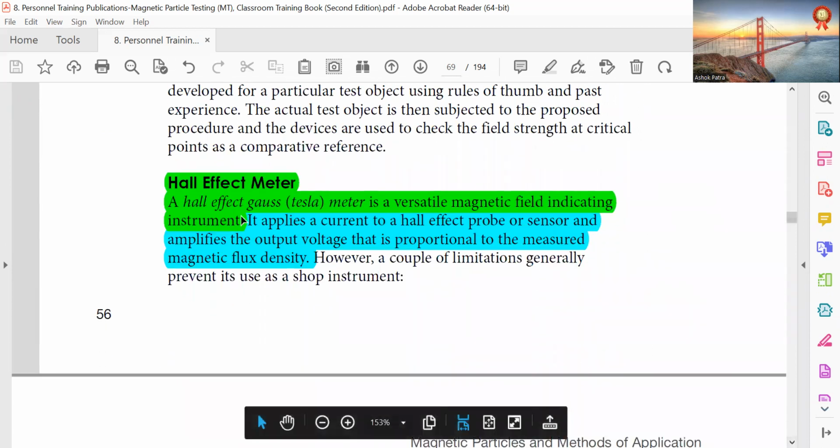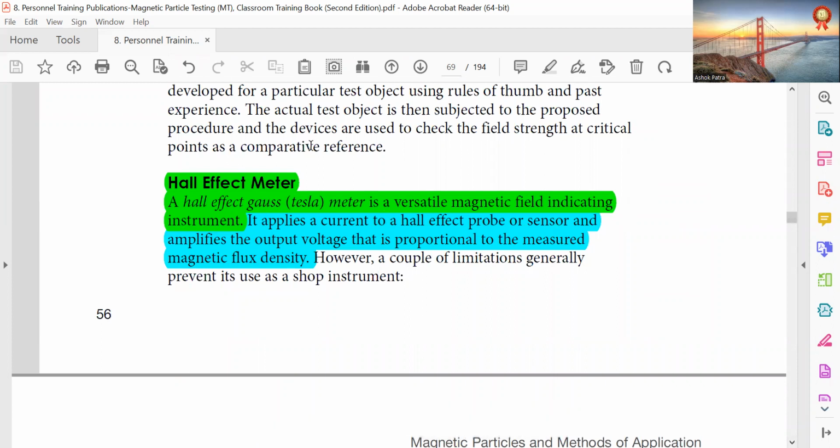Hall effect meter. The Hall effect Gauss Tesla meter. So, one flux line per square centimeter is 1 Gauss.